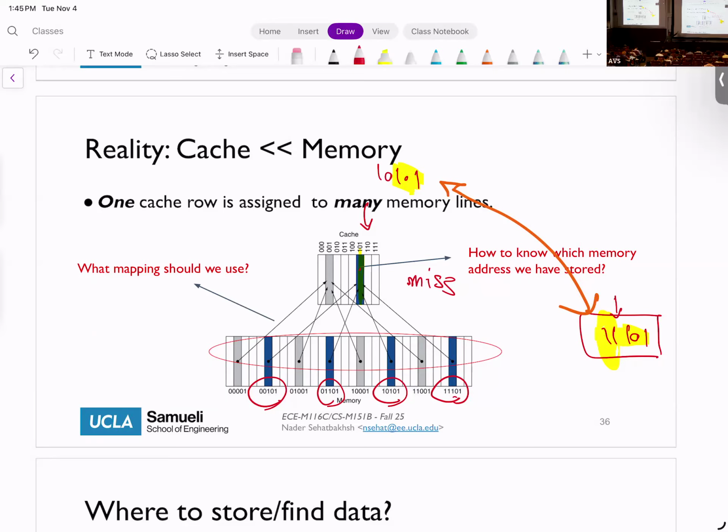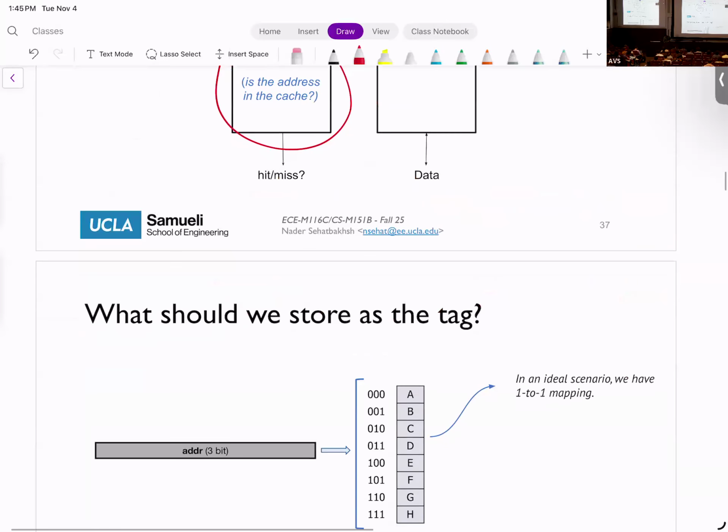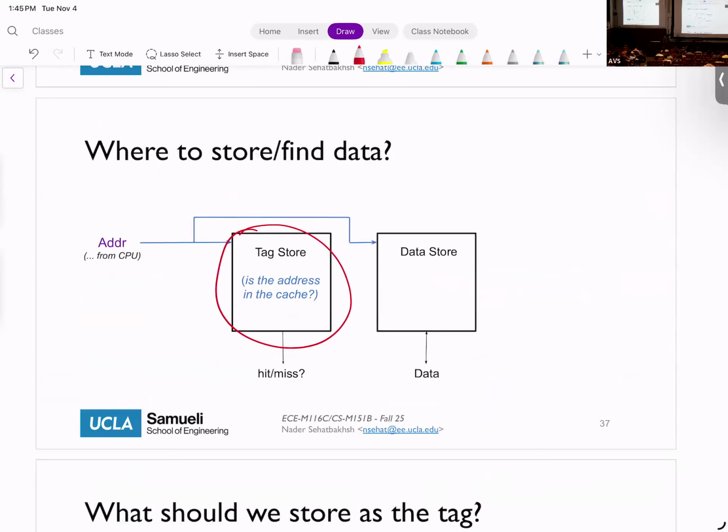But for now, what I'm trying to say is the following: I provide an address. I need to have a mapping of bigger memory to a smaller memory, so I need to come up with some good mapping. The second thing I need to do is come up with some form of a tag store mechanism and a tag checking mechanism to compare these two to know whether these things are matched or not. Okay? That's where I'm going to pause, and then we're going to come back and finish this next time.